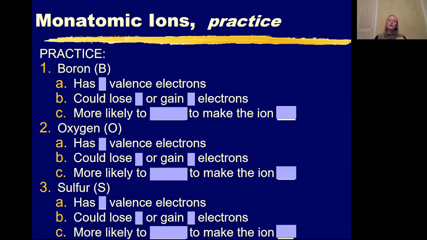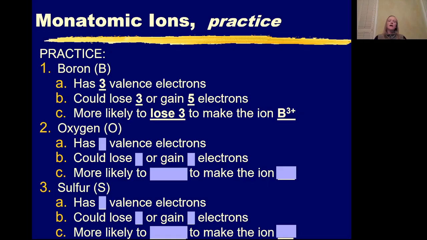So boron, like aluminum, has 3 valence electrons, so it could lose 3 electrons or gain 5 electrons. Which one's more likely to happen? The one that moves fewer electrons. So you're more likely to lose 3 electrons, which means protons win, and the ion is going to be boron with a charge of +3.